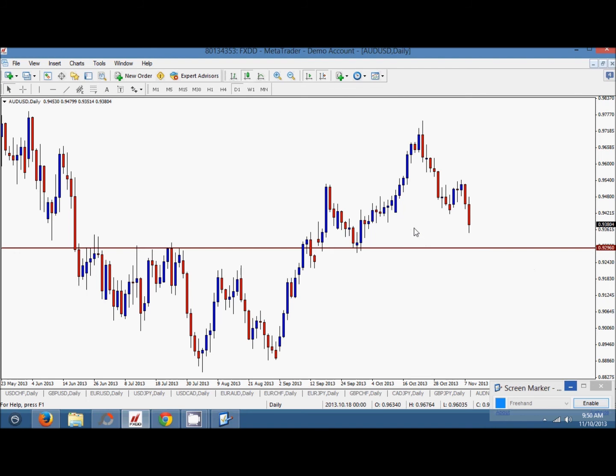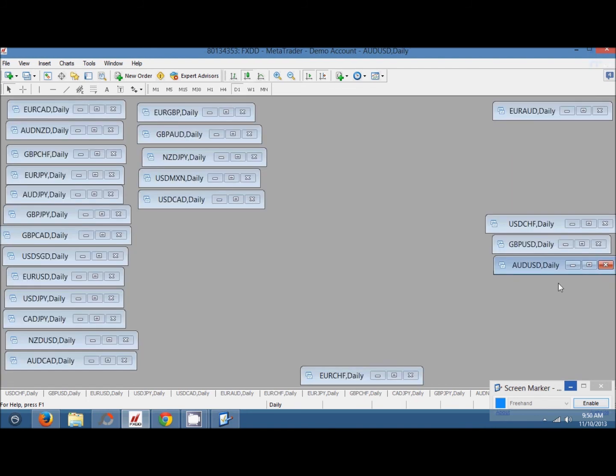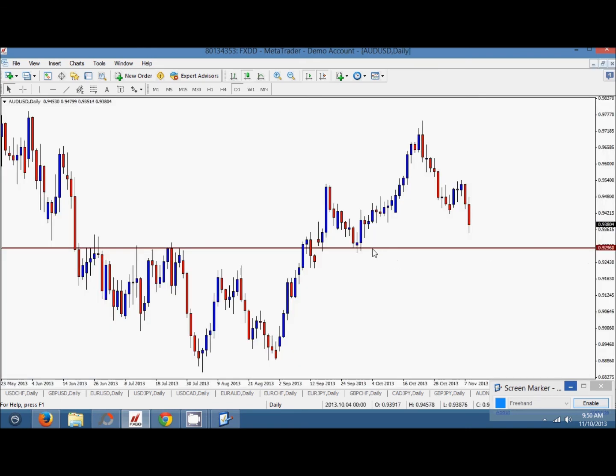But these three pairs that I have marked, the Australian dollar US dollar, British pound US dollar, and the US dollar Swiss franc, are all the ones that I'm going to be watching, since those have the best setups that could be forming. So, on to the Australian dollar US dollar.